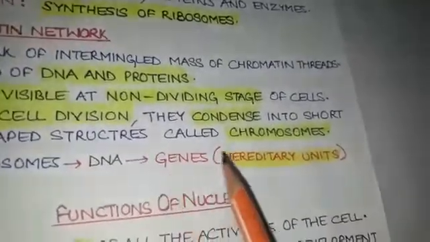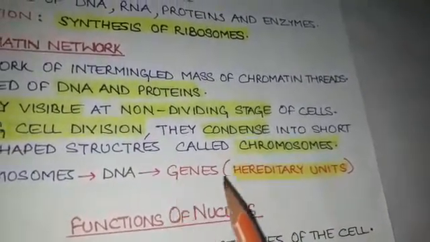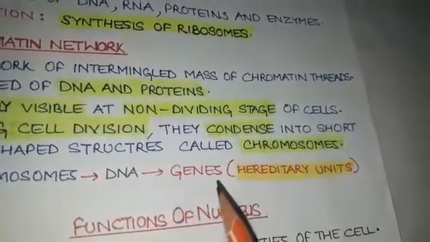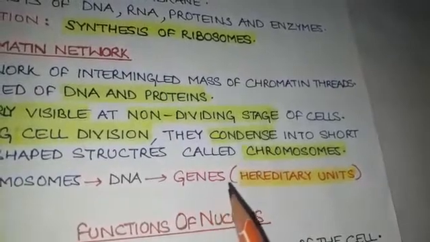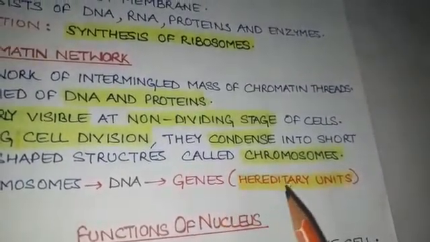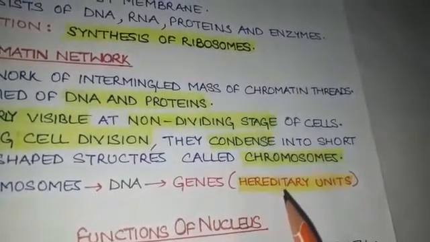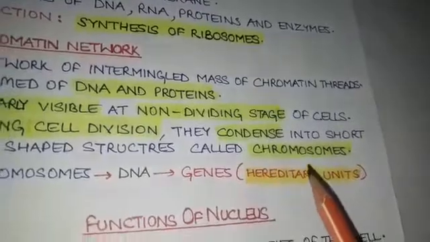And genes are commonly called hereditary unit because all the information of the characteristic of any living organism is present in the genes. So when the genes pass from one generation to another, these characteristics also pass. That is why they are called hereditary units.